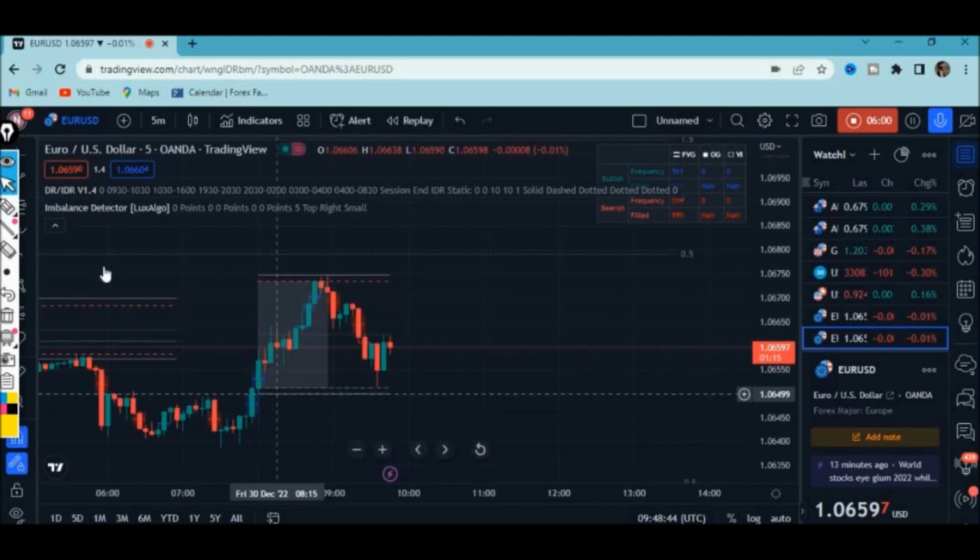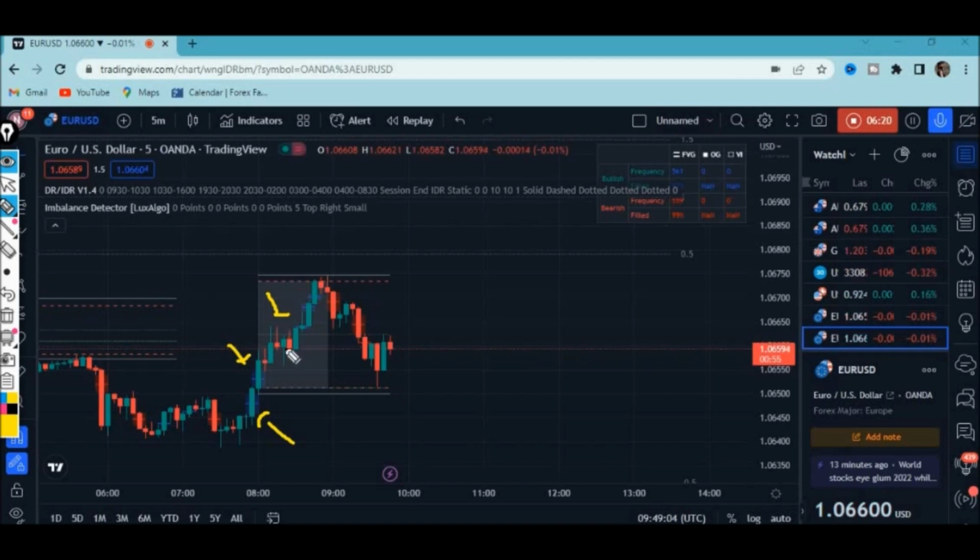So what we are going to do right here, okay, this is the session that is taking place right now, and as you can see, we have imbalances right here, and it's so common to see the market filling these imbalances, simply because these are inefficiencies in the market.